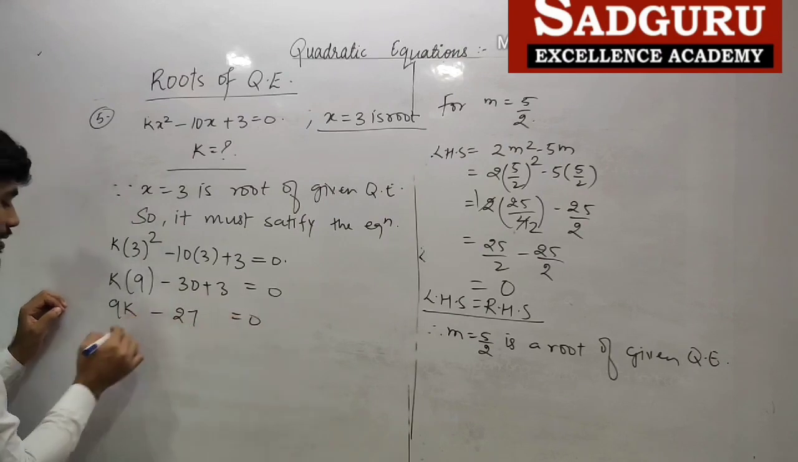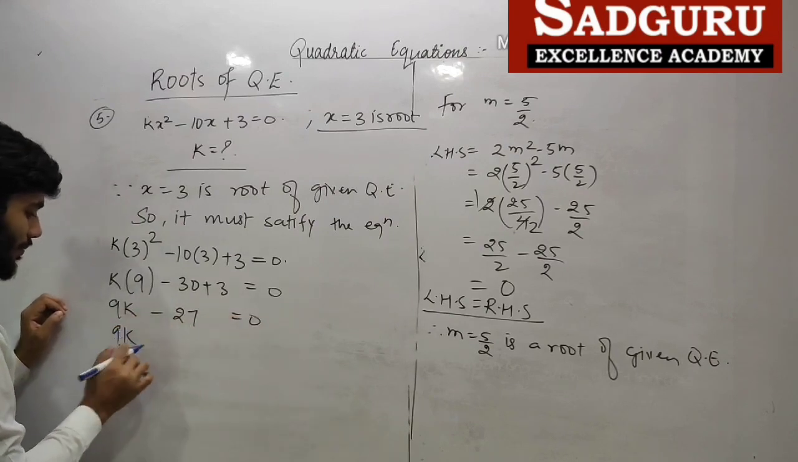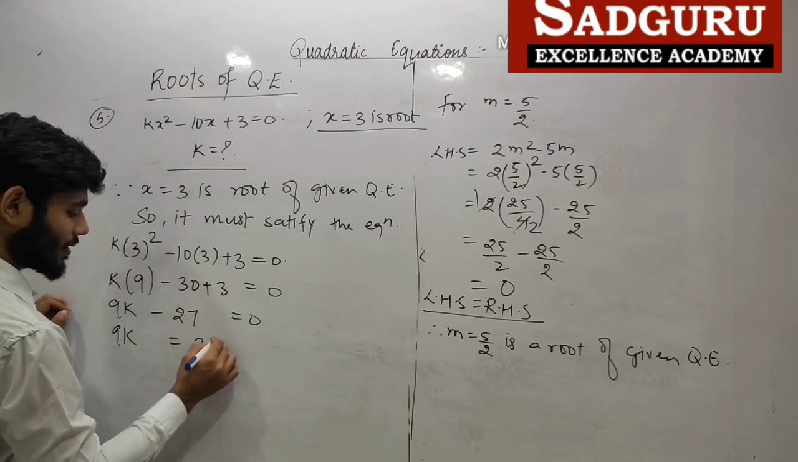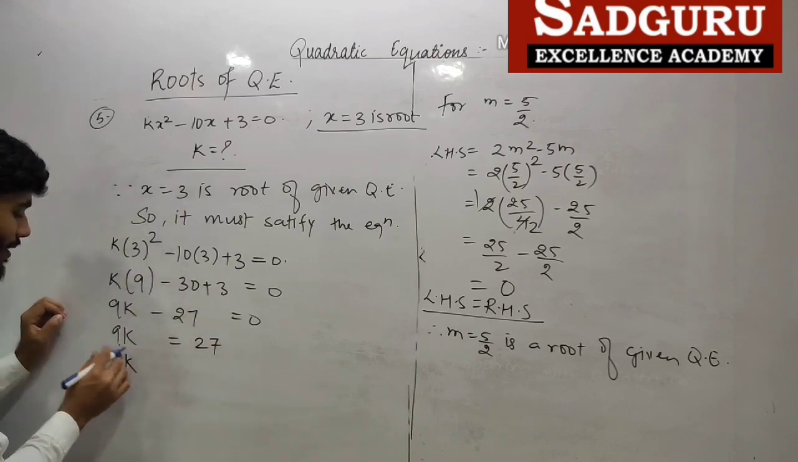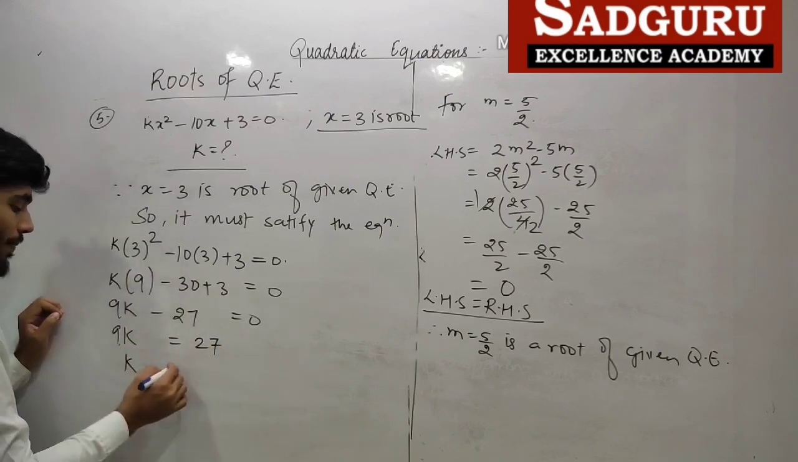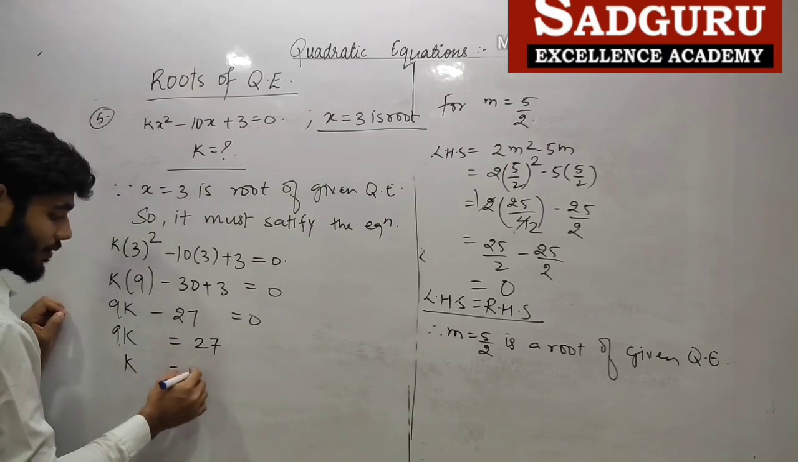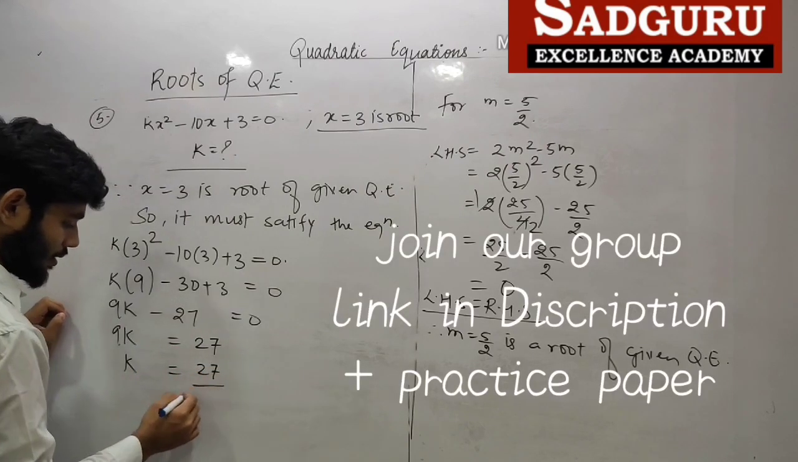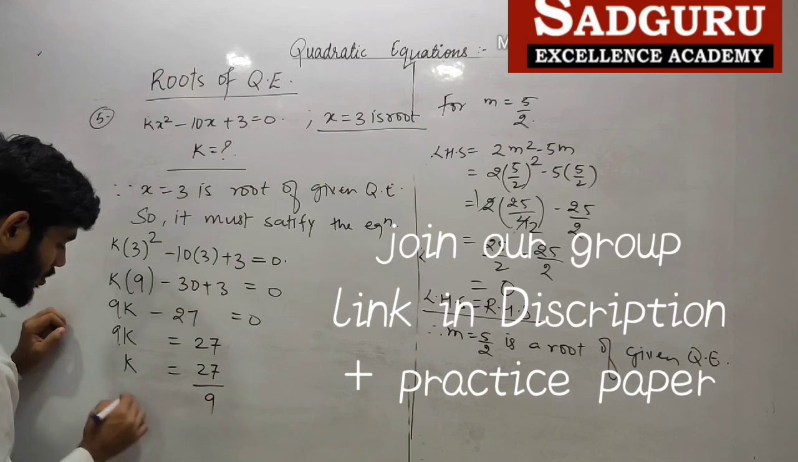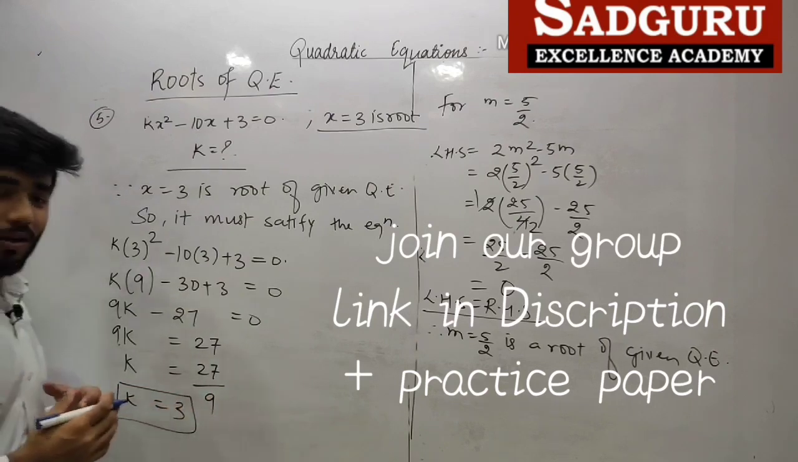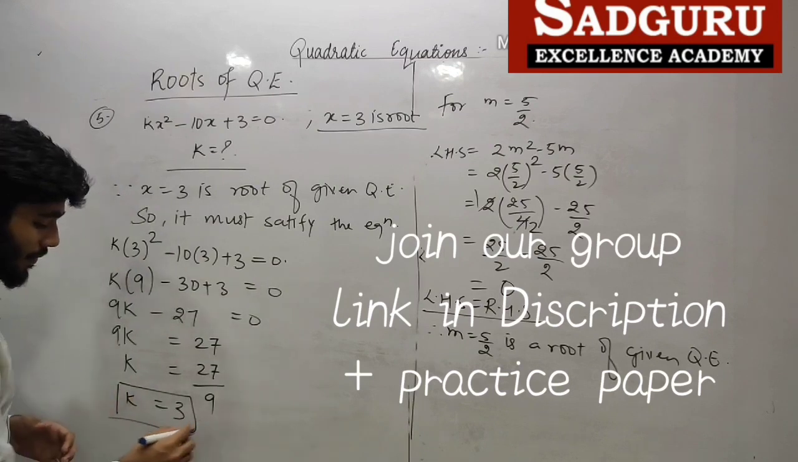27 will go to that side. So minus 27 becomes plus 27, and this 9 is multiplied with k, so it will go across the equal to sign and become division. So k equals 3. So the value of k is 3.